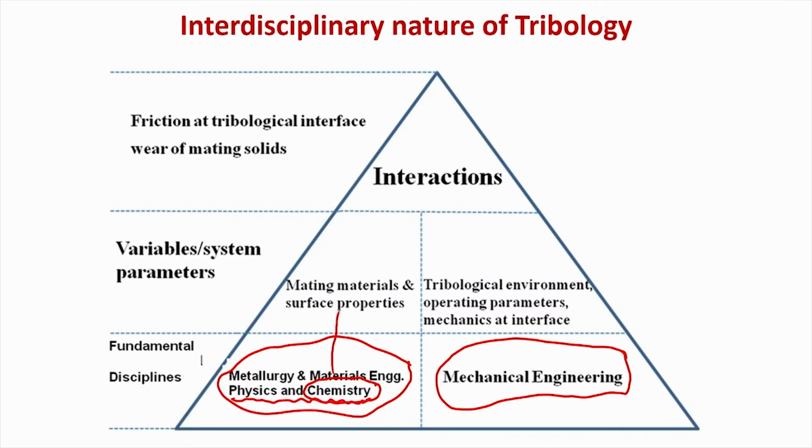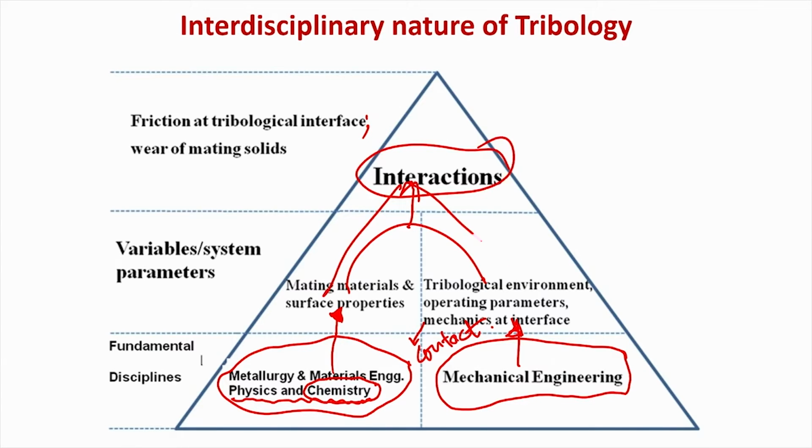Now, from metallurgy and materials engineering you can develop mating materials, and those will have surface properties. Mechanical engineering will lead to the tribological environment, mechanics at the interface, contact mechanics at the interface, and operating parameters. Now, these two interactions essentially lead to friction at the tribological interface and wear of mating solids. So, the interactions between mating solids and the tribological environment result in friction and wear.